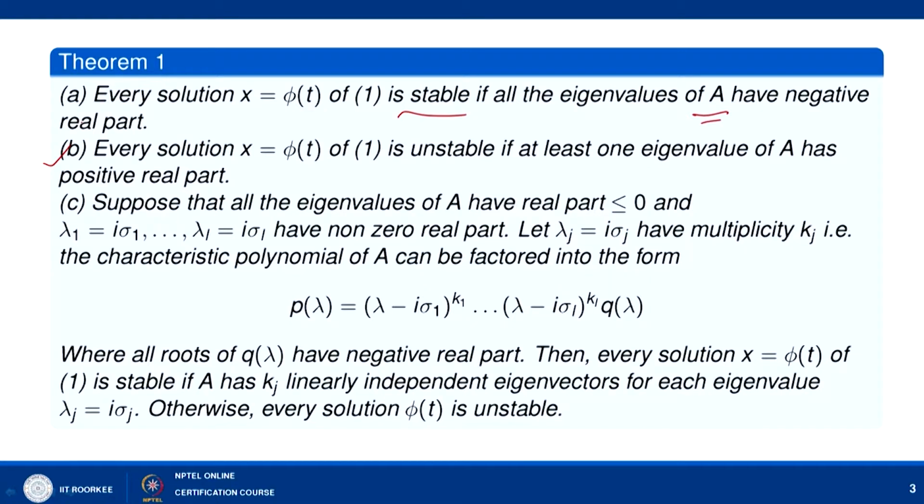The second part of this theorem says that every solution x equal to phi t of 1 is unstable if at least one eigenvalue of A has positive real part. So, it means that if any of the eigenvalues of A has a positive real part, then the solutions are all unstable. So, all solutions are unstable solutions.